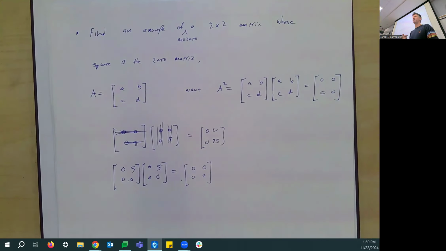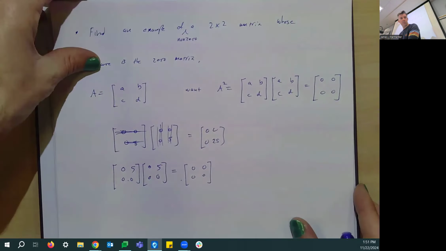We've talked about adding matrices and subtracting matrices and multiplying matrices, but we haven't talked about dividing matrices. And the reason for that is because we can't. There is no matrix division. There is, however, multiplication by an inverse.